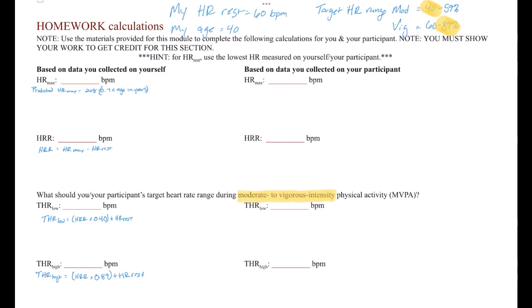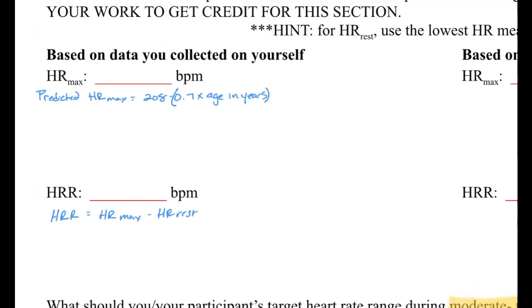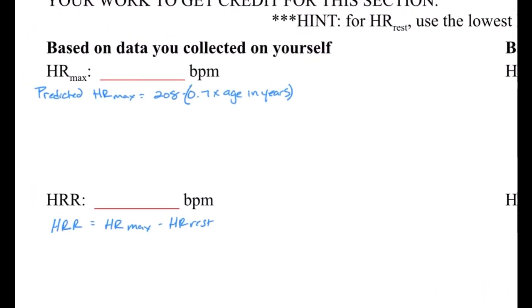So let's start on this worksheet. This is just the last page of the assignment that you have for the heart rate lab. First up, we need to calculate my max heart rate. The equation for that, which I pulled from the lab manual, is predicted HR max equals 208 minus 0.7 times age in years.